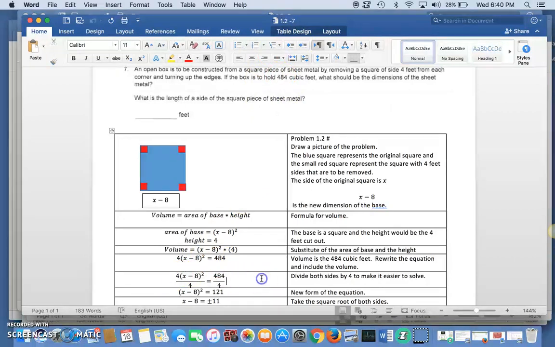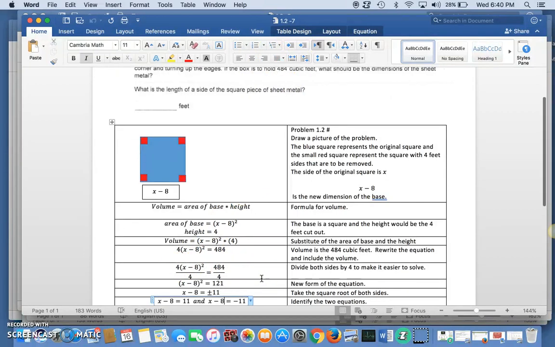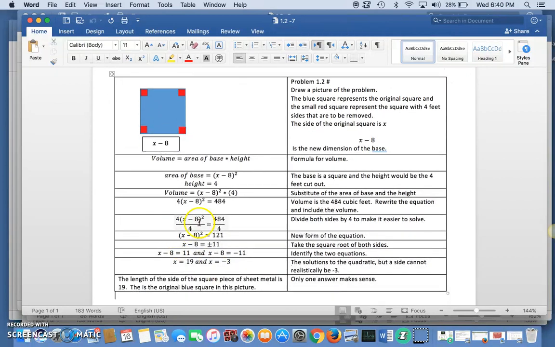Then if you divide both sides by 4, it'll make it a little easier to solve, because 4 goes into 484 nicely. 4 goes into 484 121 times. So now we have x minus 8 squared equals 121. You've got a quantity squared on the left, so take the square root to remove that 2, and you're left with x minus 8. When you take the square root of the 121, remember to allow for the plus and minus, so you get plus and minus 11.